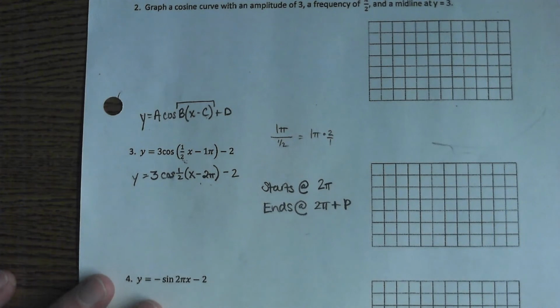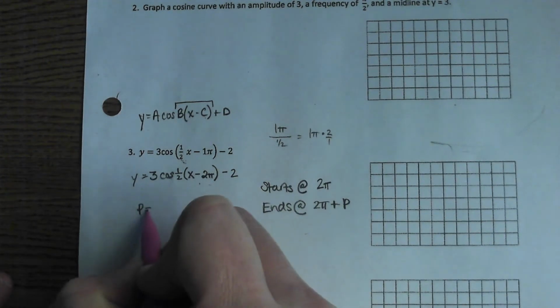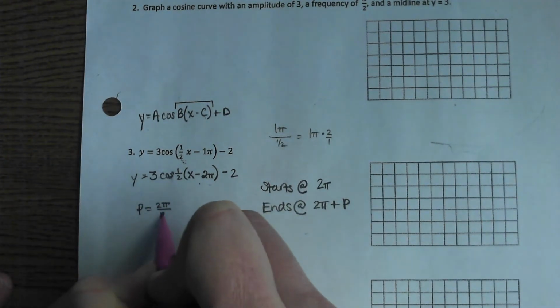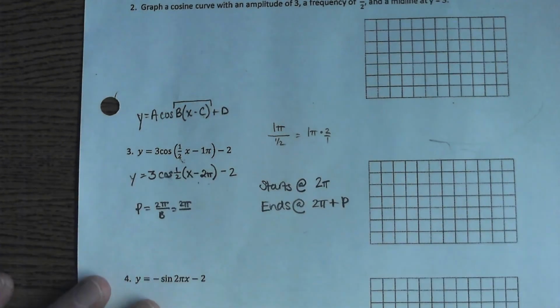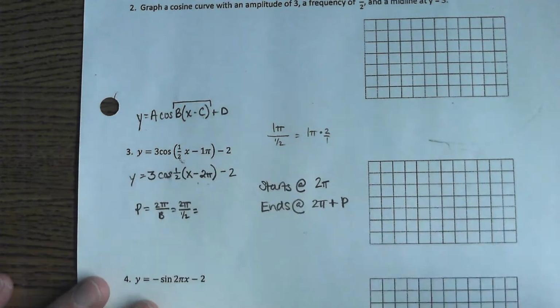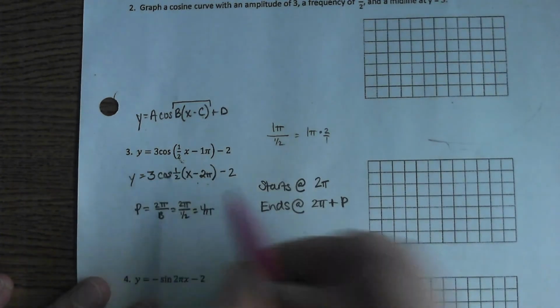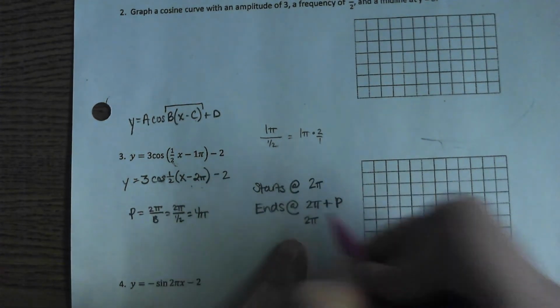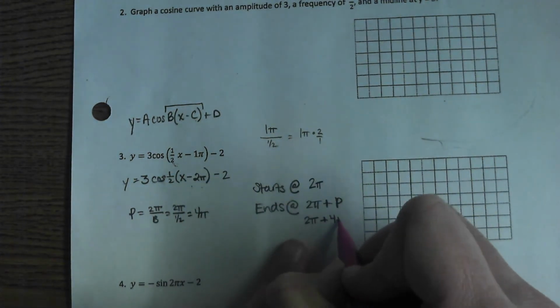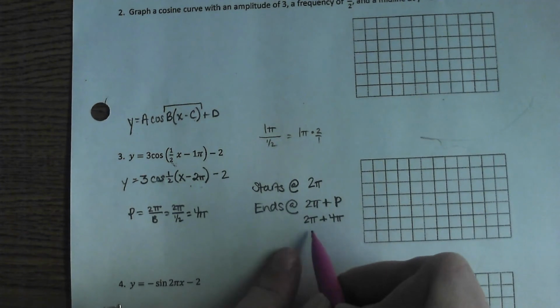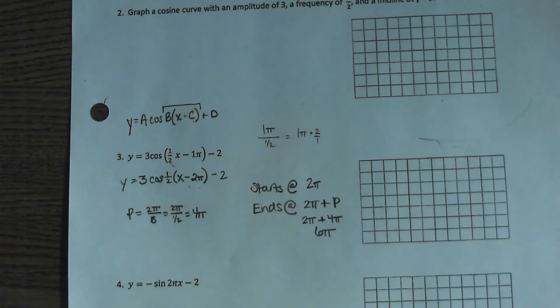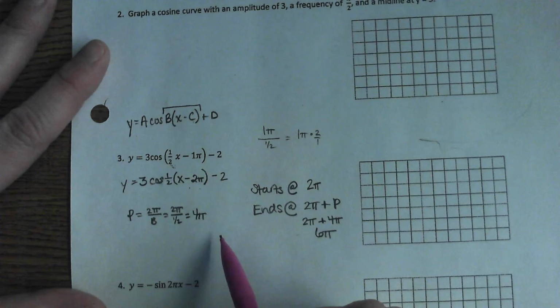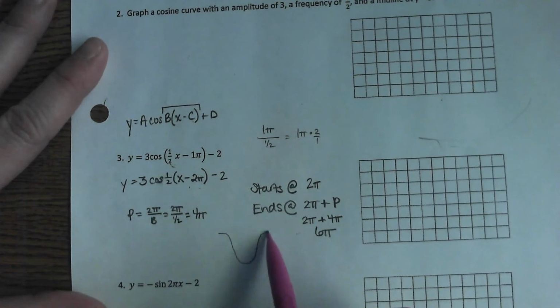We have yet to calculate the period, so let's do that. Period equals 2 pi over b, which is 2 pi over, what's our b here? A half. What's 2 pi divided by a half? 4 pi. So our period is 4 pi units long, which means if we're starting at 2 pi and we're ending 4 pi units later, where are we ending? 6 pi. So this positive cosine graph is starting at 2 pi and ending at 6 pi.